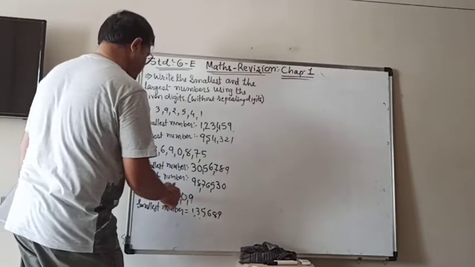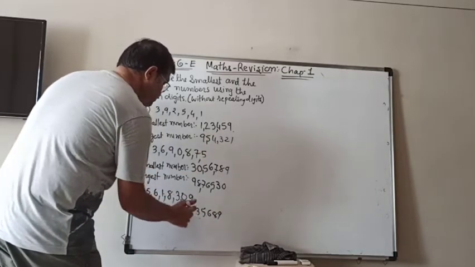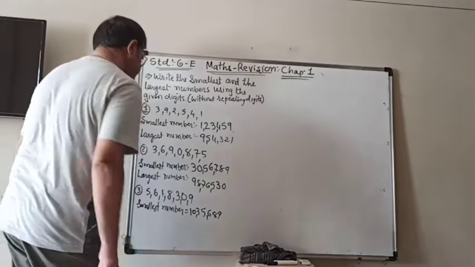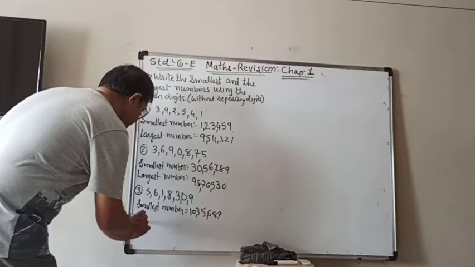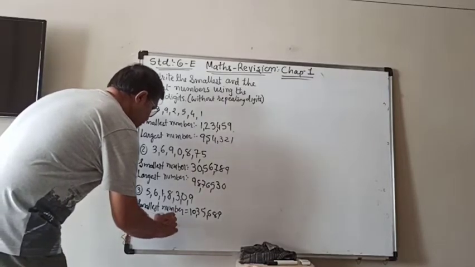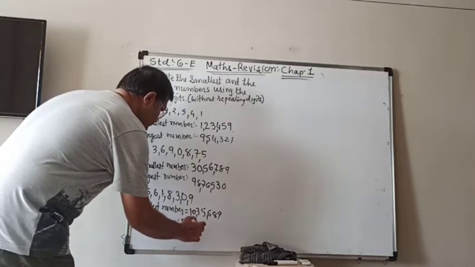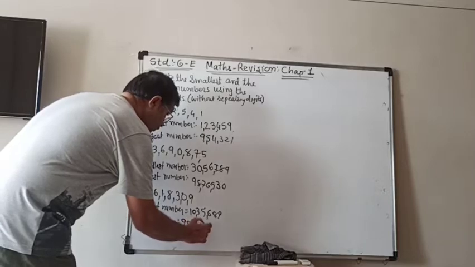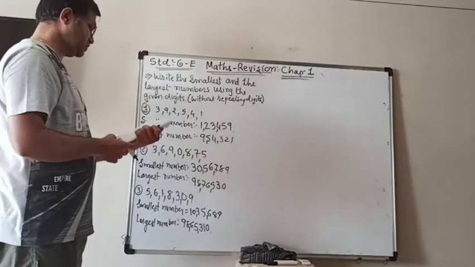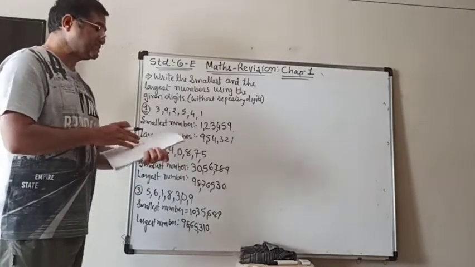We forgot the 0. So 1, 0, 3, 5, 6, 8, 9. And the largest number, starting from the largest, 9, 8, 6, 5, 3, 1 and last 0. That you should remember, otherwise we can make mistakes.